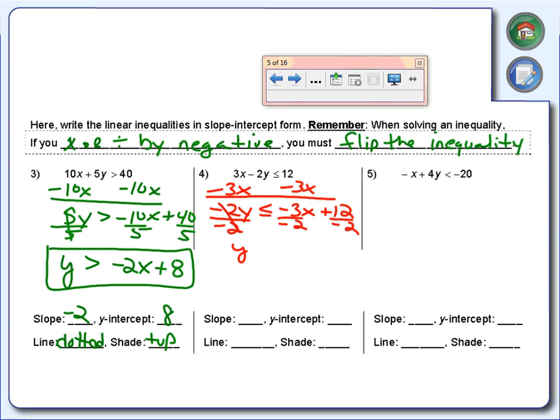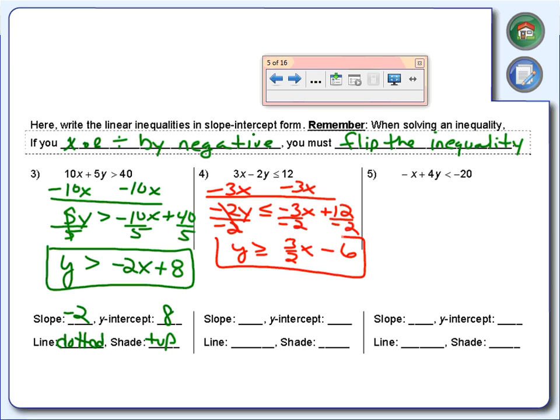-3 divided by -2 gives me a decimal, and I don't want that decimal. I'm going to leave it a fraction. Of course, a negative divided by negative would be a +3/2. And 12 divided by -2 would be a -6. Now, do we need to flip the sign on this one? Yes. Why are we flipping it? That's right, because we divided by -2.